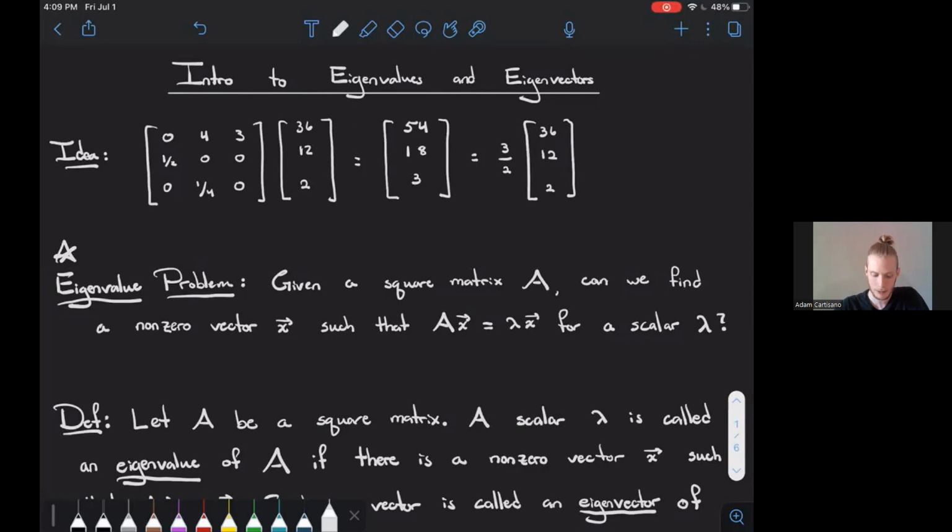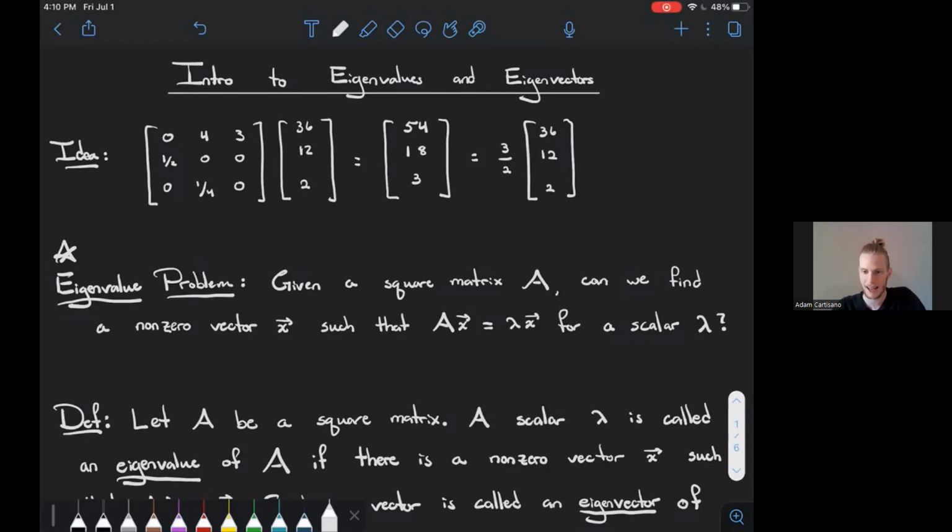And so that sparks a curiosity. Okay, wait, can we always do that? That's called the eigenvalue problem. So let me state the problem. Given a square matrix A, can you always find a non-zero vector x such that Ax is equal to lambda x for some scalar lambda?